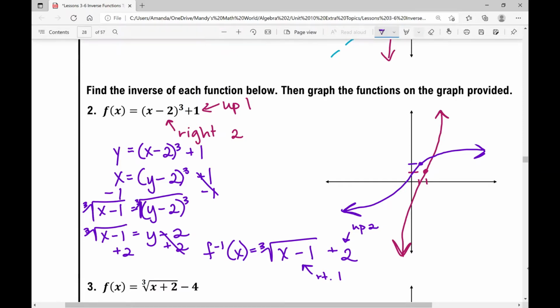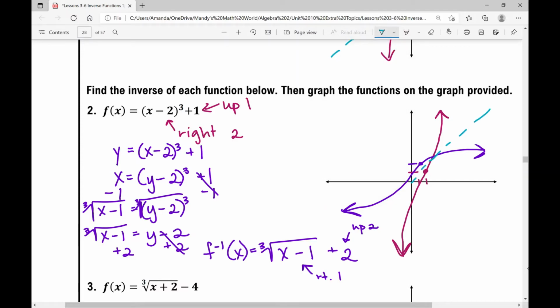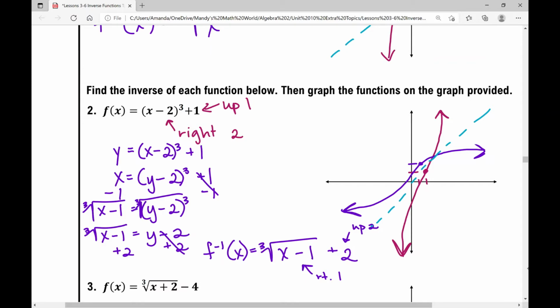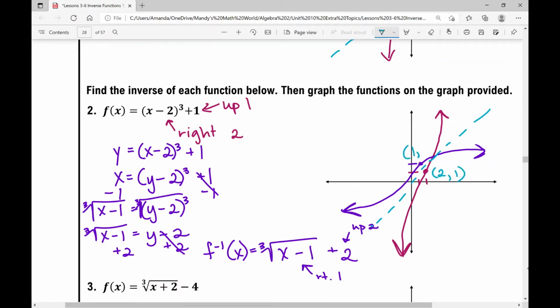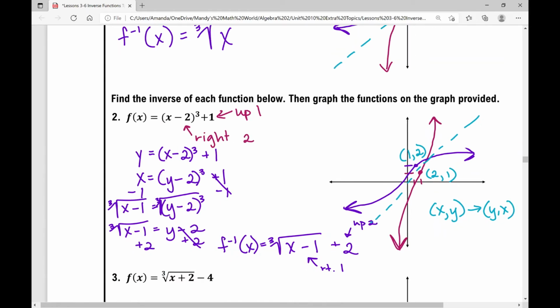And as you can see, another property of inverse functions, this is a reflection across the line y equals x. This is just a rough sketch, but this point right here is 2, 1. This point over here is 1, 2, right? That's a property of inverse functions. Your x and y coordinates switch, right? We switched them in our equation, and because of that, they switch on the graph. Because of that, it's a reflection across the line y equals x.